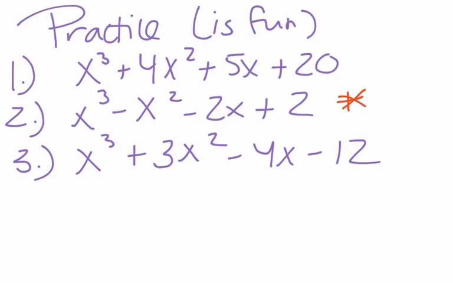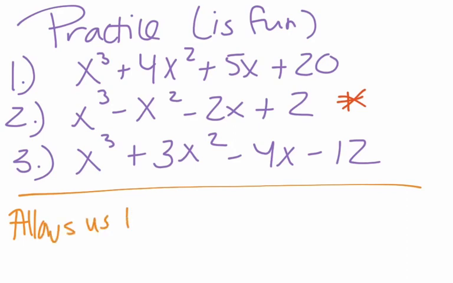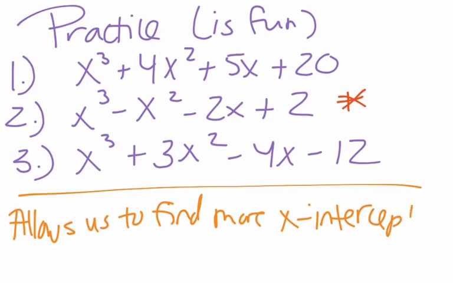And then at the bottom, there's just a little note: why are we going through more factoring? Just to tie it in with the previous lesson, this allows us to find more x-intercepts. If you think back to the last lesson, our polynomials had to be in factored form in order to find the x-intercepts. But not every polynomial is given to us in factored form, so this allows us to get more polynomials into factored form so we can find those x-intercepts.